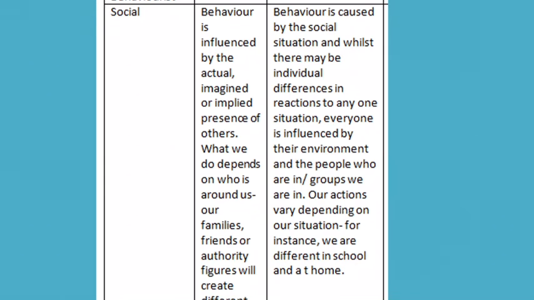And our second key concept is behaviour is caused by the social situation, and whilst there may be individual differences in reactions to any one situation, everyone is influenced by their environment and the people who are in that environment or groups that we are in within that environment. Our actions vary depending on our situation. For instance, we are different when we're at school and when we are at home. So there you go. They're pretty similar, but they're distinct enough to be 2 separate key concepts and get us 4 marks.